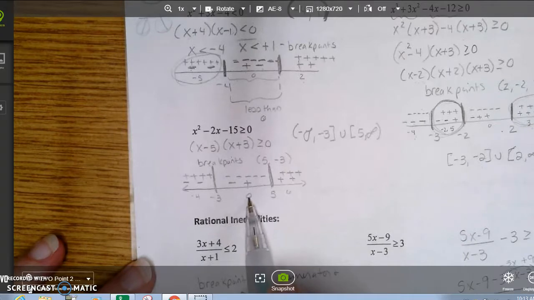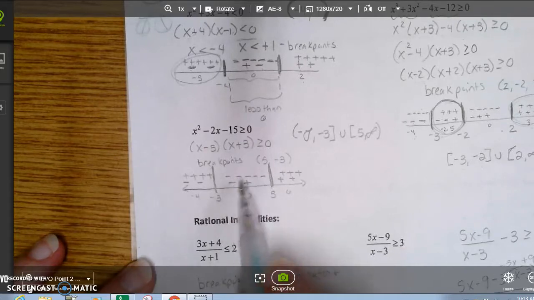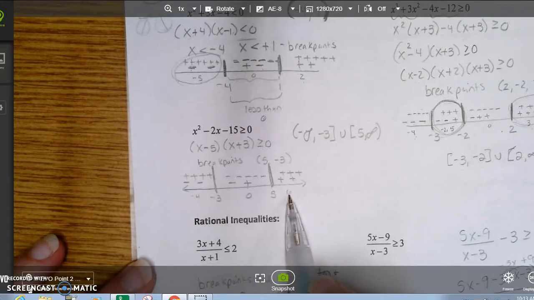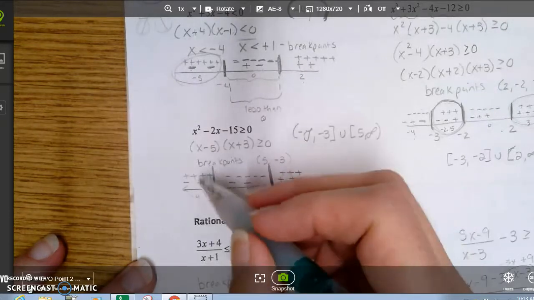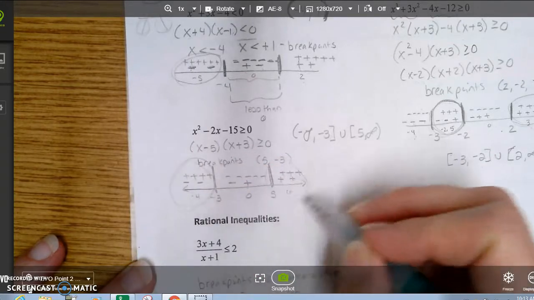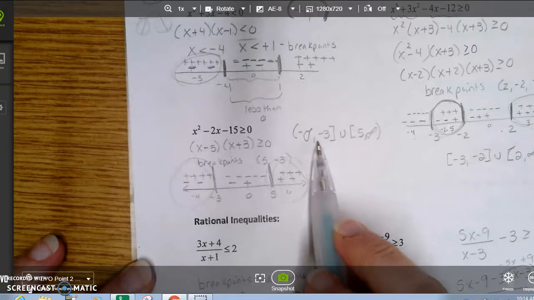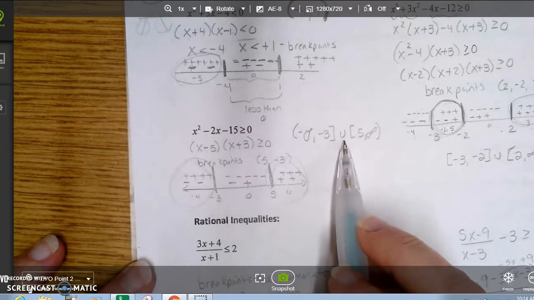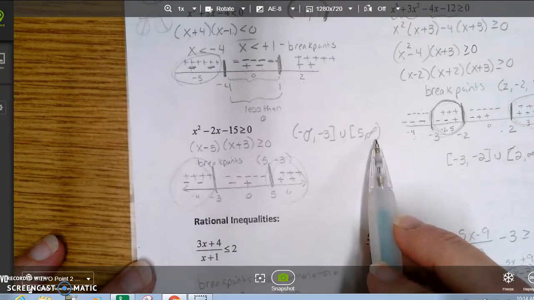Then I test 0. I get negative and positive, which is negative, since negative times positive is negative. And then I test 6, which is positive and positive, and positive times positive is positive. So we care about, again, the areas that are greater than 0, which are over here and over here. So we write that as negative infinity to negative 3, union 5 to infinity.